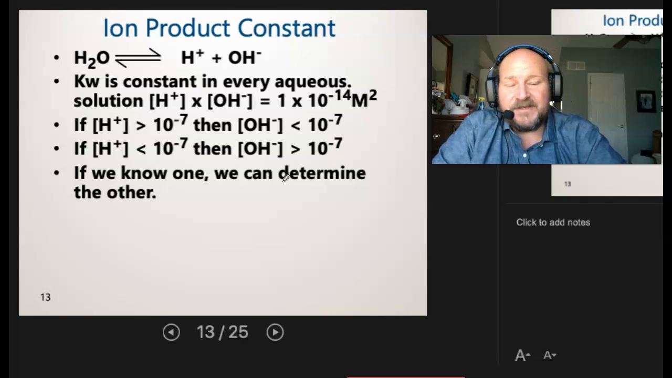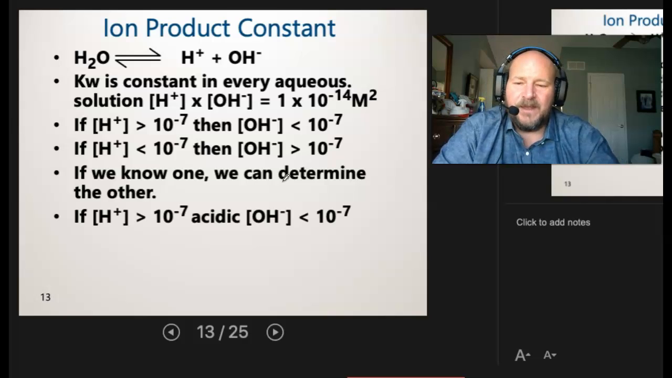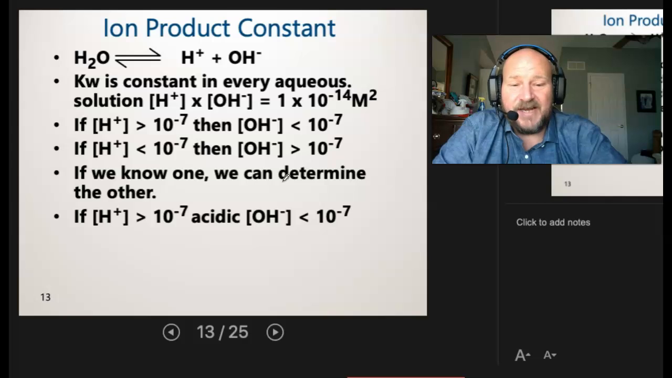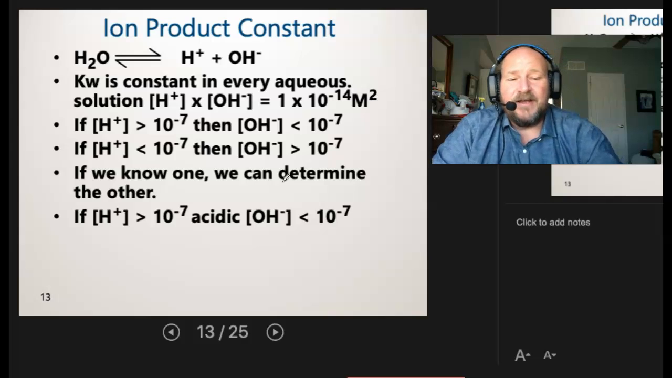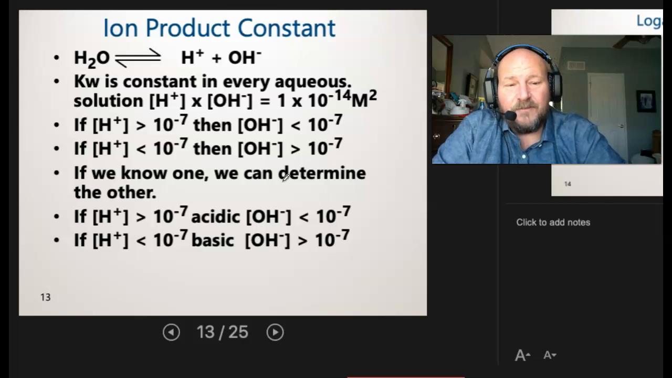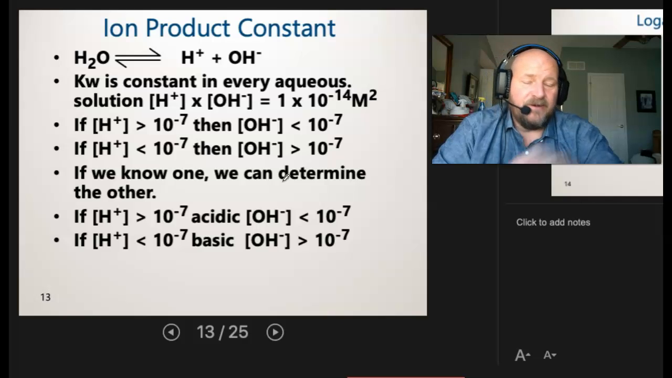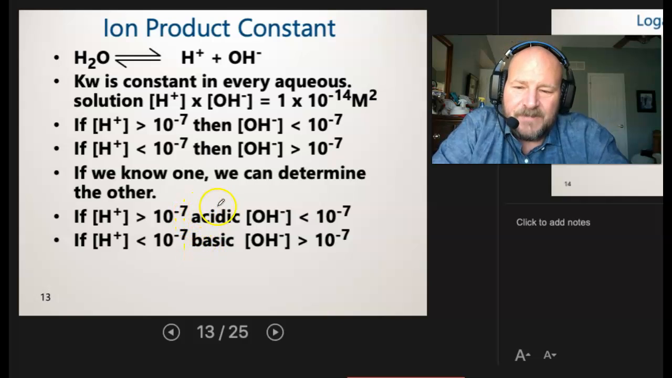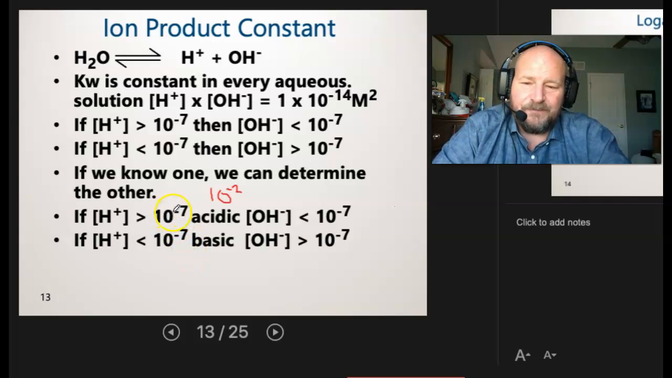And this is how we're going to figure out if we have an acidic solution or a basic solution. You see, if the H plus is greater than 10 to the negative 7, then we're going to have an acidic solution. That means the OH minus is down. If the H plus concentration is less than 10 to the negative 7, we call that a basic solution. Now, when I look at these, I can get a little confused pretty quickly. For instance, 10 to the negative 2. Is that larger than 10 to the negative 7 or smaller? And hopefully you say it's larger.